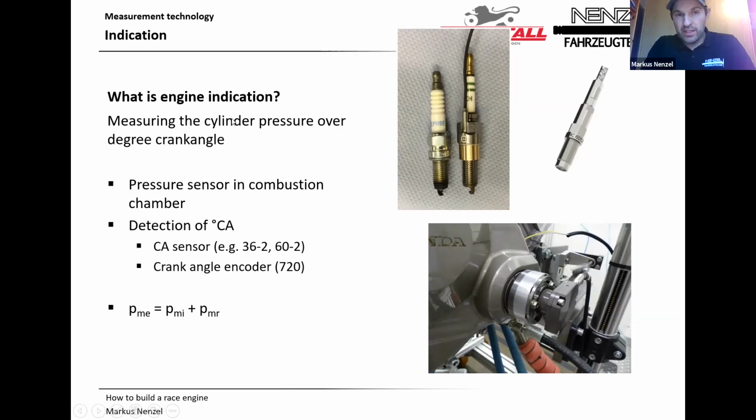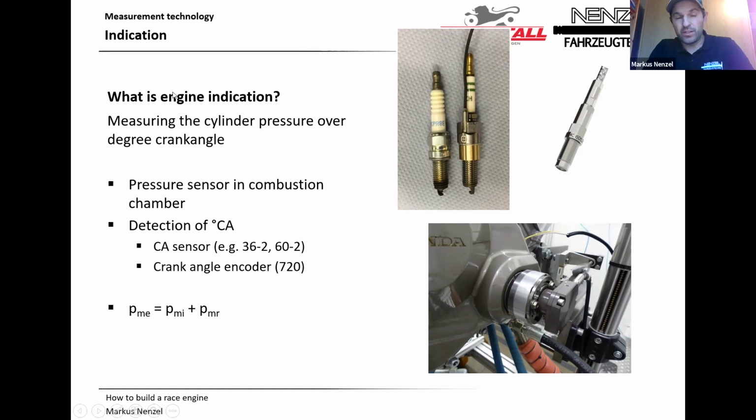Then a little bit of motivation. What is engine indication, and why can you maybe have a big advantage? You see there the stock spark plug. You see there you put in a measurement spark plug. It also has the spark function, and inside it has a pressure sensor where you can measure the pressure of the cylinder, of the combustion chamber. And you need to determine the crank angle, because you want to know which pressure is at which degree of crank angle. This is indication.